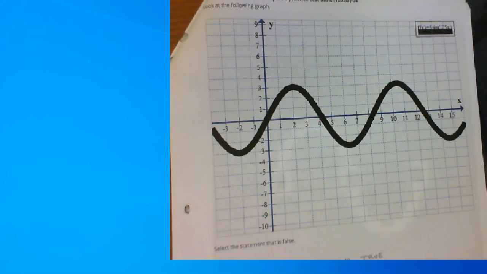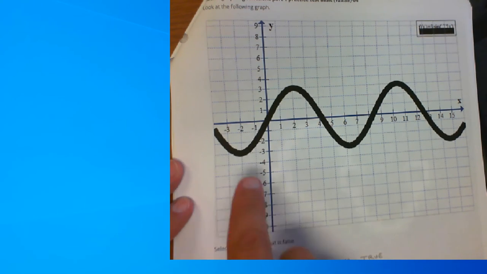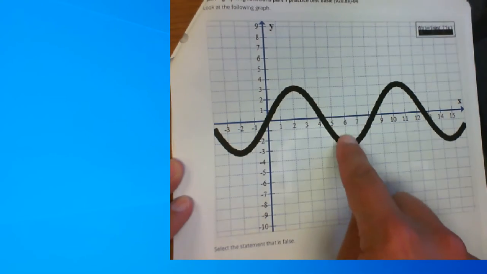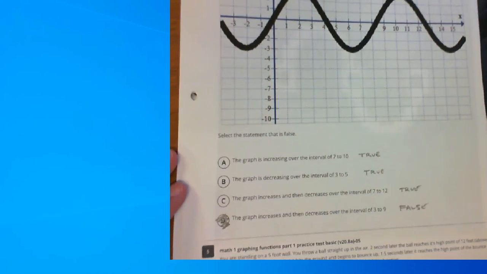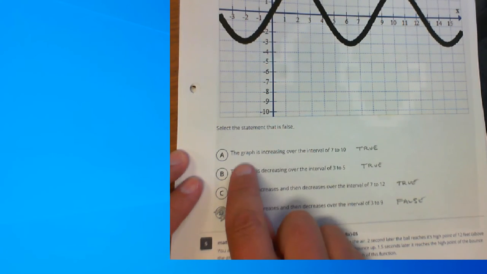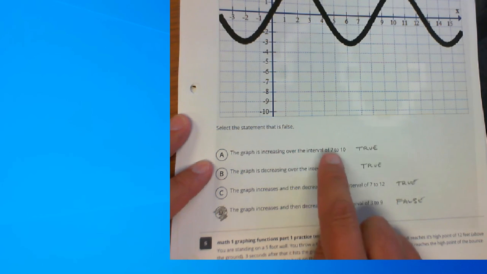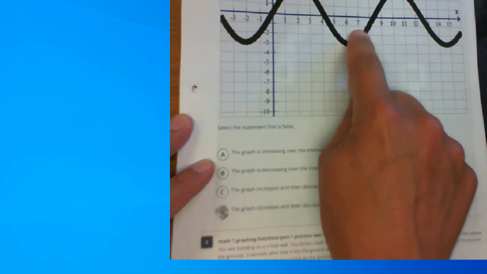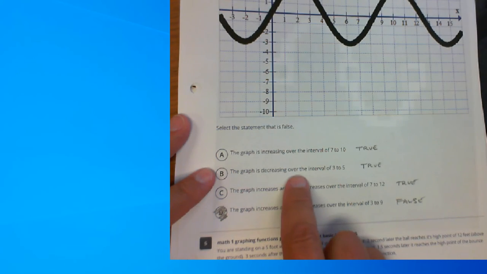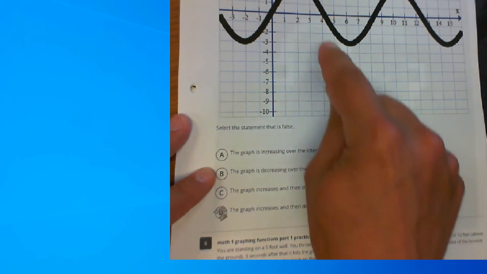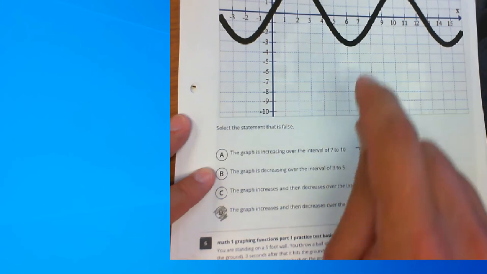This one we're going to talk about intervals where it's increasing and decreasing. Notice it's increasing here, decreasing, increasing, decreasing. Select the false statement. The graph is increasing from 7 to 10. 7 to 10 increasing, that's true. The graph is decreasing 3 to 5. 3 to 5 decreasing, true.